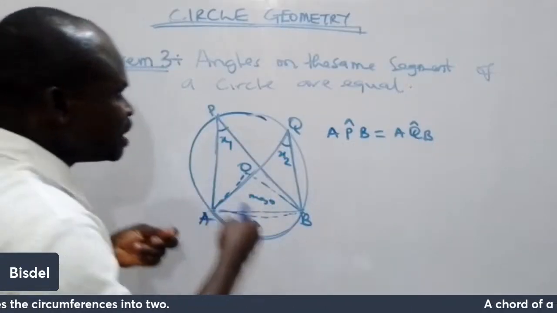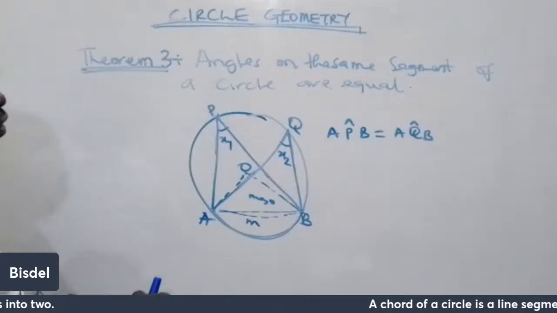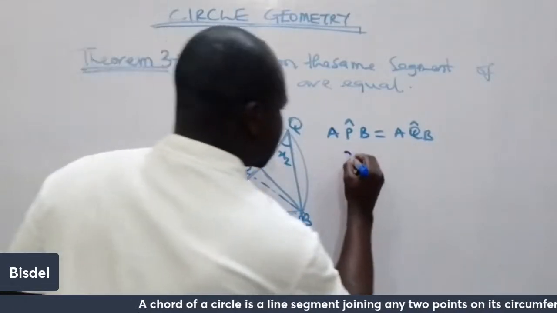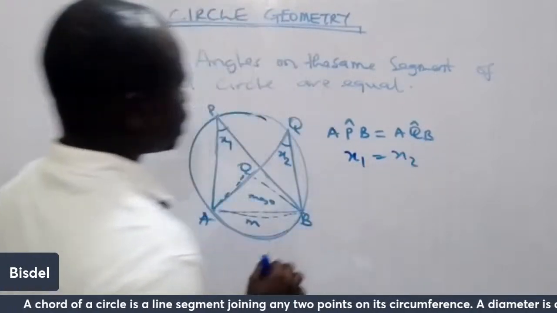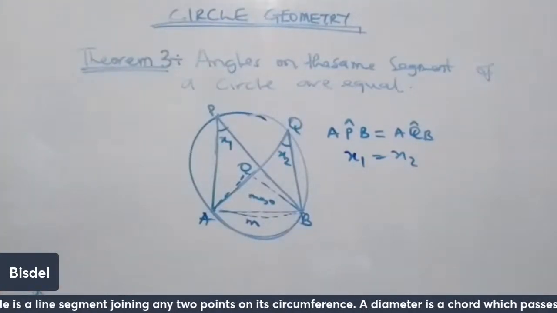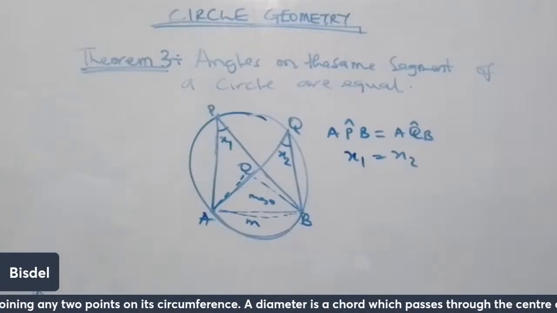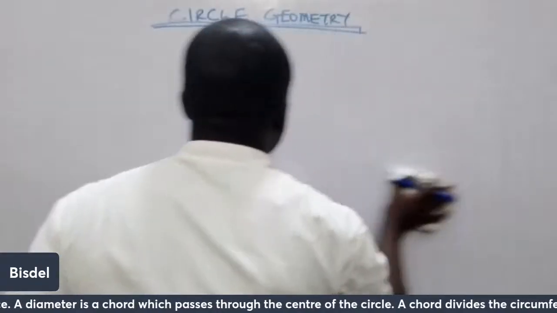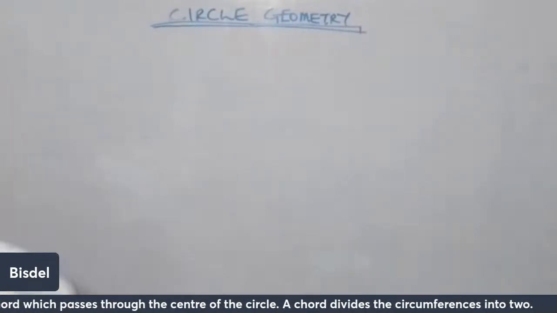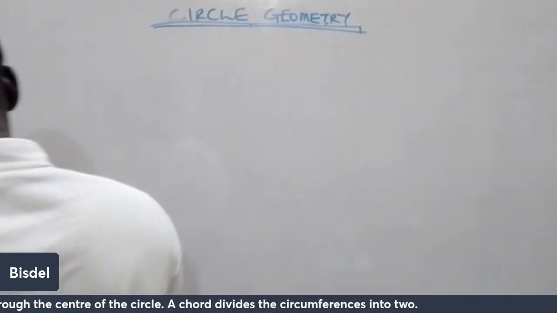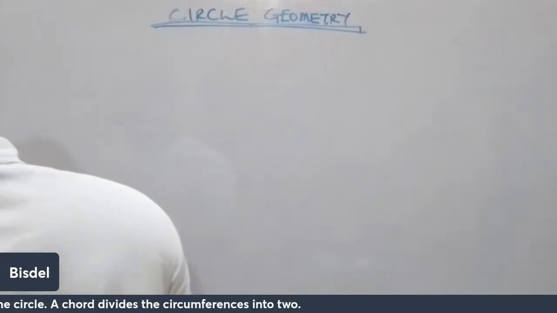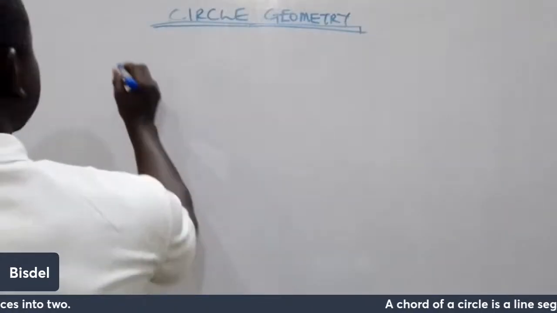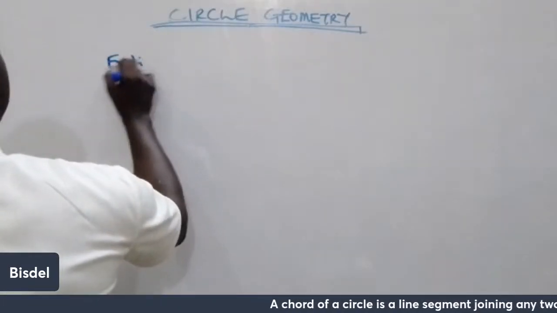So angles on the same segment of a circle are equal. Angle x1 and x2 are on the same segment, so we say x1 is equal to x2, and that's how to view it. We go ahead and take examples on how to apply this theorem. Let's take note that from today, we should know that angles on the same segment of a circle are equal. Example 1.